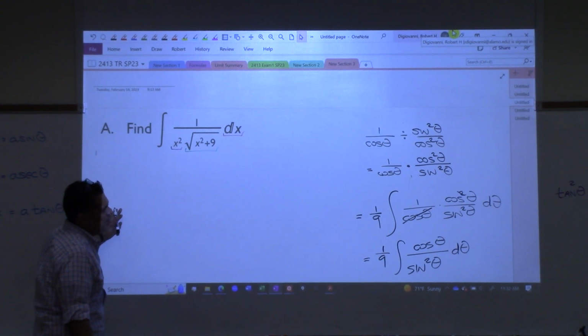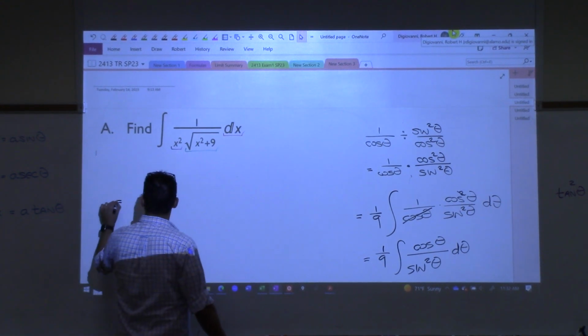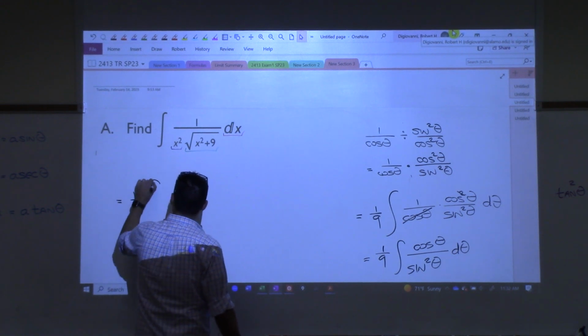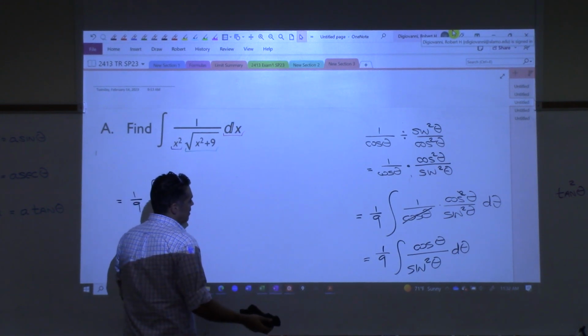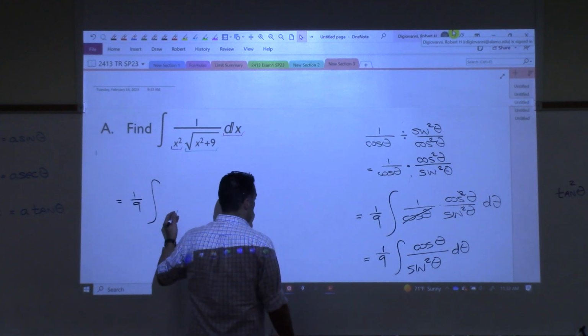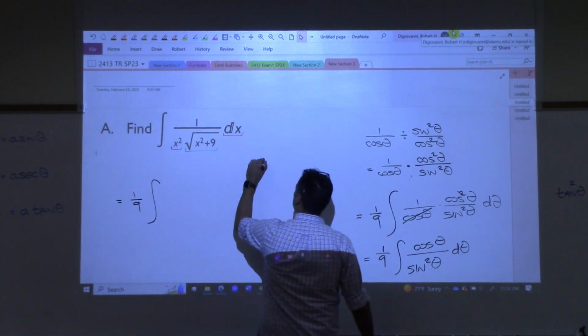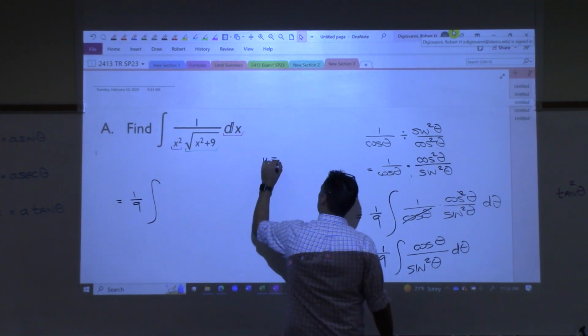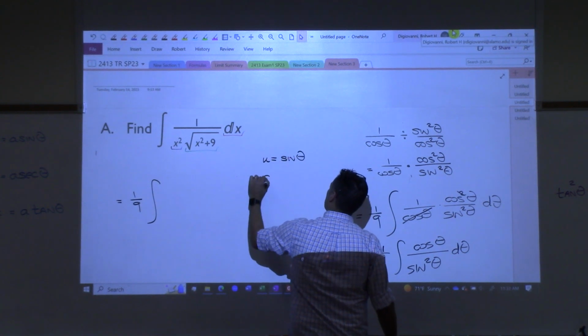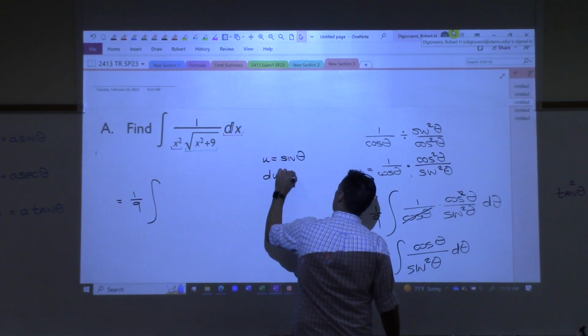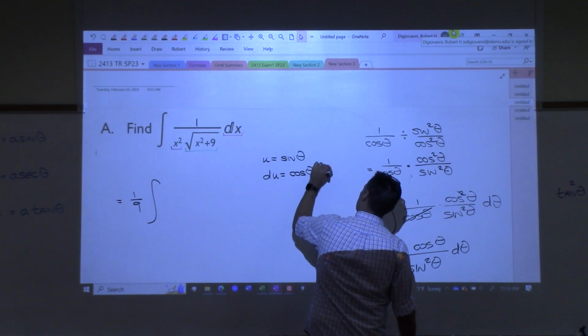And just go straight to it, yeah, you could do that. I mean, it's really, at this point, whatever you feel most comfortable with. I look at that, I think u-sub, but you could go to the other trig functions if you want. So I'm going to write down the basic u-sub I'm doing here, right?